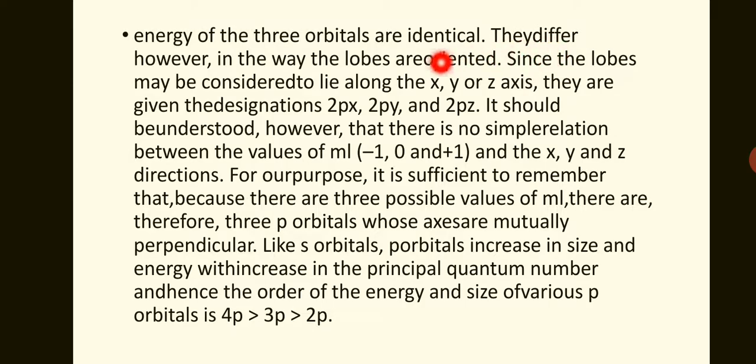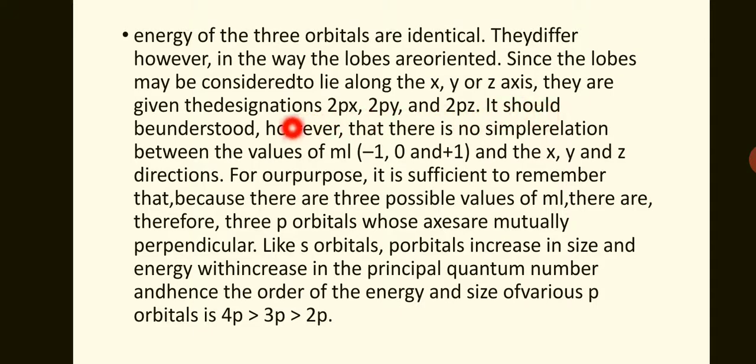They differ, however, in the orientation of the lobes. So their energy is similar, but their orientation is different. They are located in different directions. Since the lobes may be considered to lie along the x, y or z axis, in 2px the lobes are along the x-axis, in 2py along the y-axis, and in 2pz along the z-axis. So they are given the designations 2px, 2py and 2pz respectively.